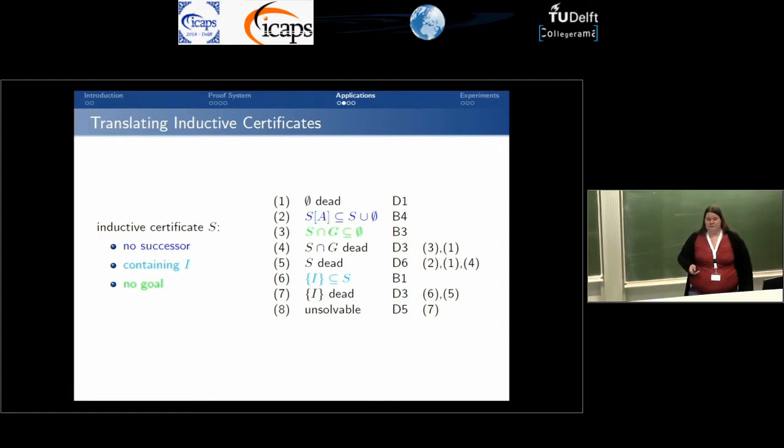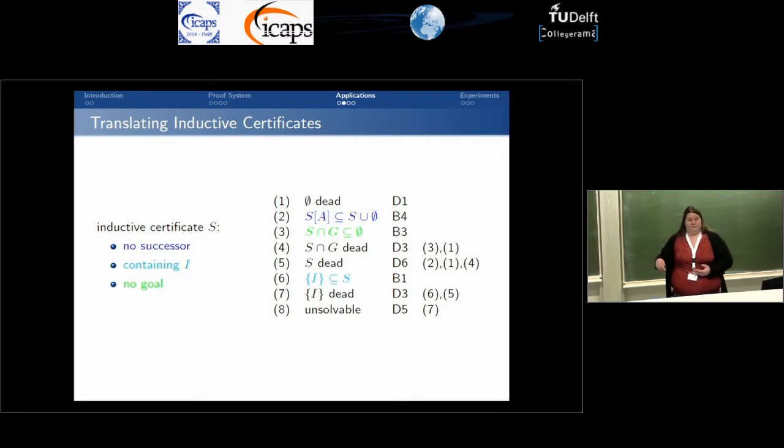What this second point means is that the successors of S are a subset of S union the empty set. Then the third statement says basically that S intersected with the goal is a subset of the empty set, which is another way of saying S contains no goal. And now we can apply the rules from before, because the intersection of S and G is a subset of a dead set. We know the intersection of S and G is dead.